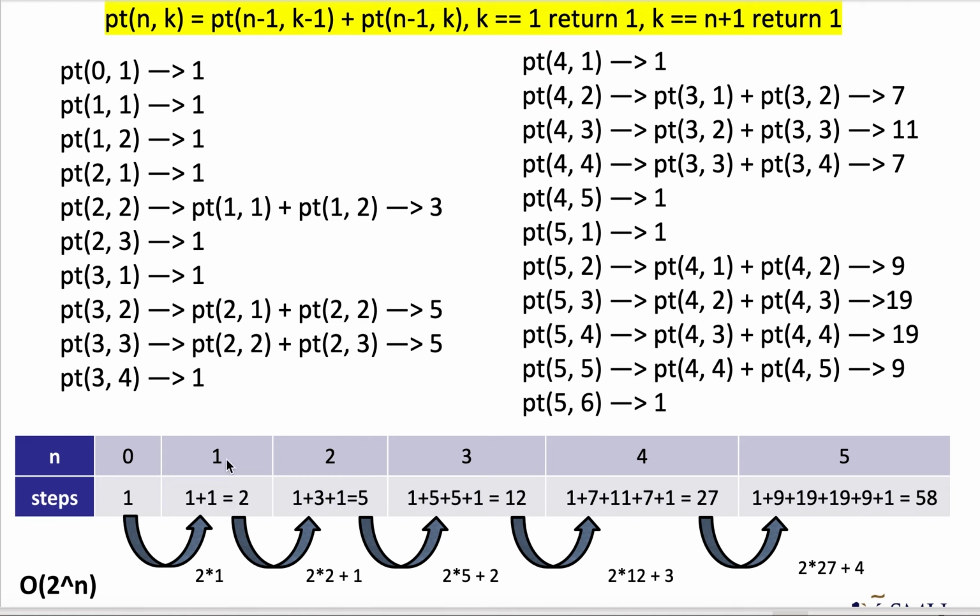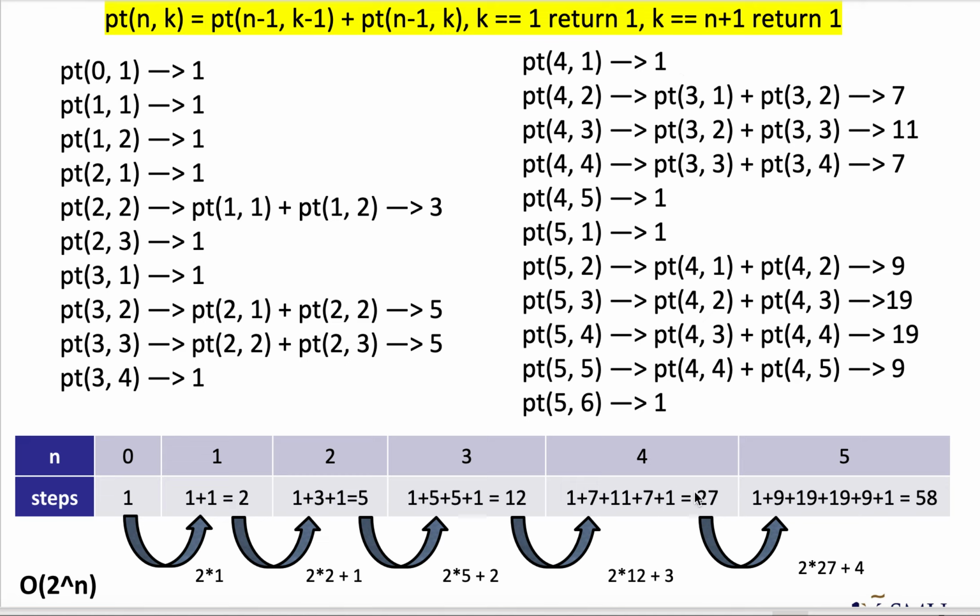So here we have different values of n, going from 0, 1, 2, 3, 4, 5. And here we have the number of steps it takes. So for 0, it takes one step. For 1, it takes 1 plus 1, which is 2 steps. So we are summing up all the calls. For level 2, it takes 1 plus 3 plus 1, which is 5 steps. For level 3, it takes 1 plus 5 plus 5 plus 1, which is 12, and so on and so forth, right?